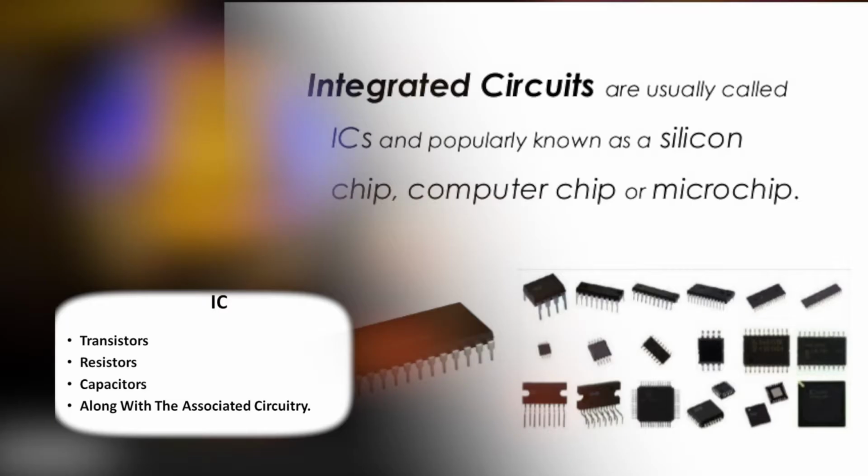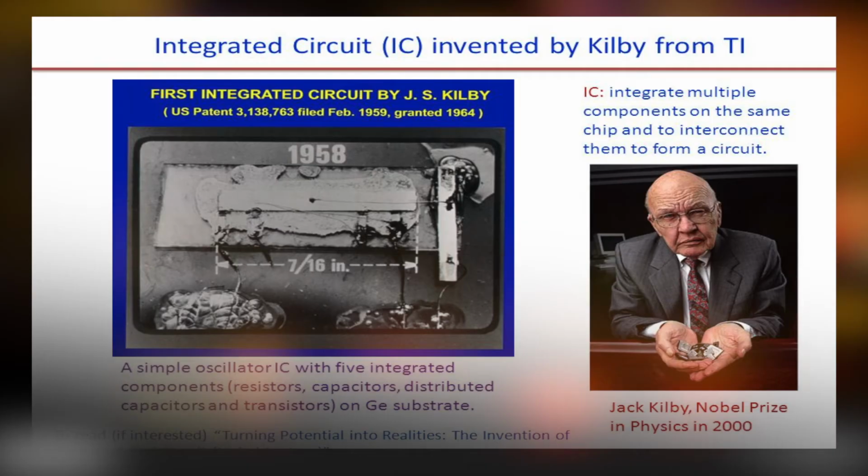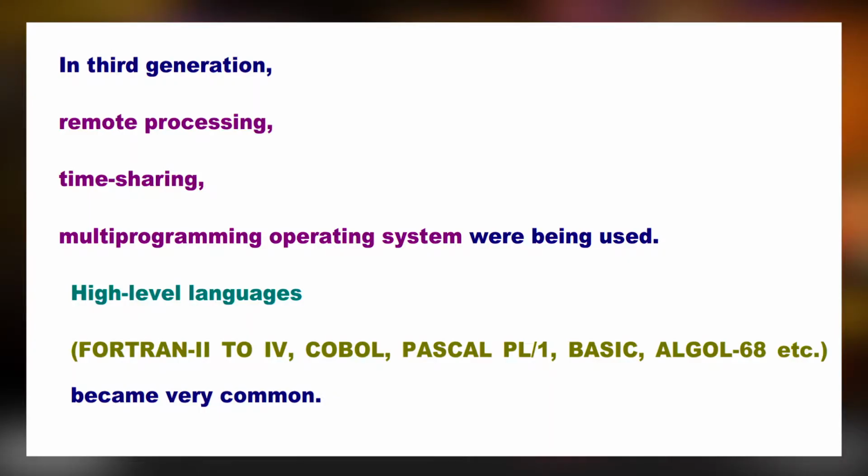A single integrated circuit has many transistors, resistors and capacitors along with the associated circuitry. The IC was invented by Jack Kilby of IBM. This development made computers smaller in size, reliable and efficient. In the third generation, remote processing, time sharing, and multi-programming operating systems were being used.